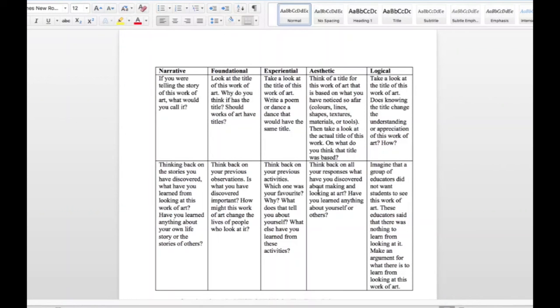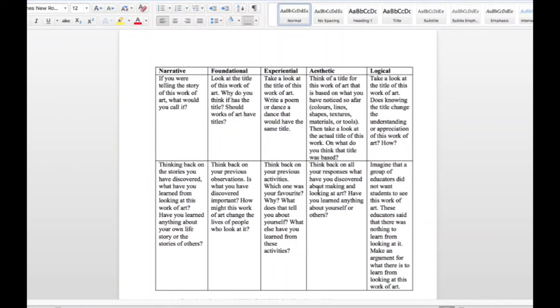Then take a look at the actual title of the work. On what do you think that title was based? So again, look at all the different ways you can interrogate the title. I think it's a marvellous bank of resources to give you, in that it opens up your teaching, gives you different alternatives, new strategies to think things through.